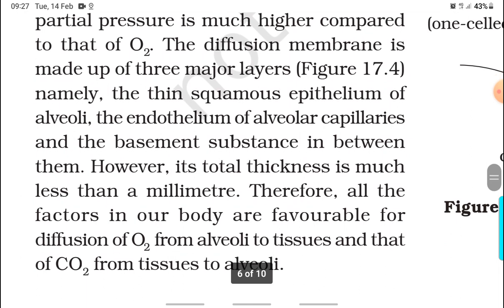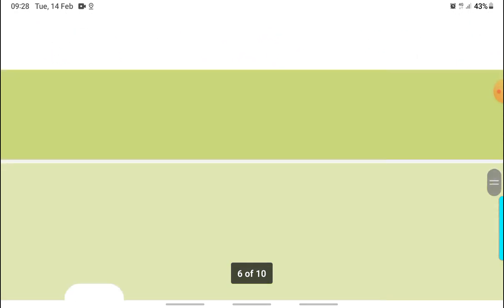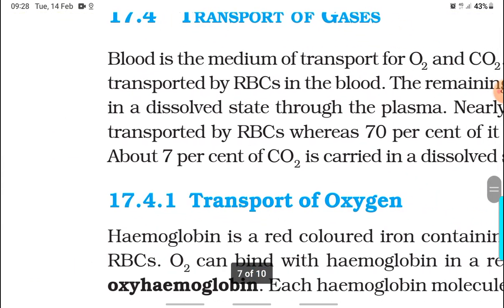The diffusion membrane is made up of three major layers, namely the thin squamous epithelium of alveoli, the endothelium of alveolar capillaries and the basement substance in between them. However, its total thickness is much less than a millimeter. Therefore, all the factors in our body are favorable for diffusion of oxygen from alveoli to tissues and that of carbon dioxide from tissues to alveoli.